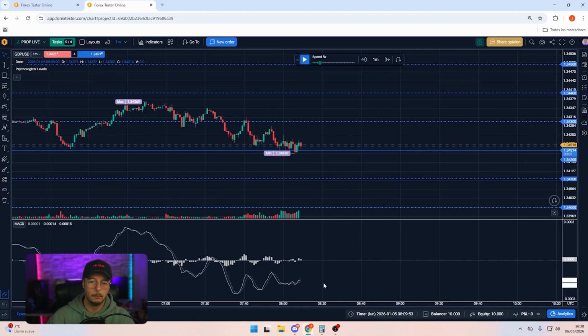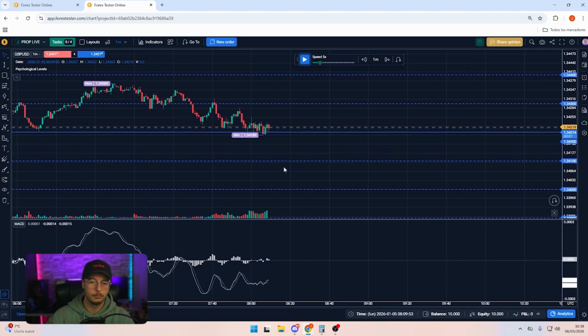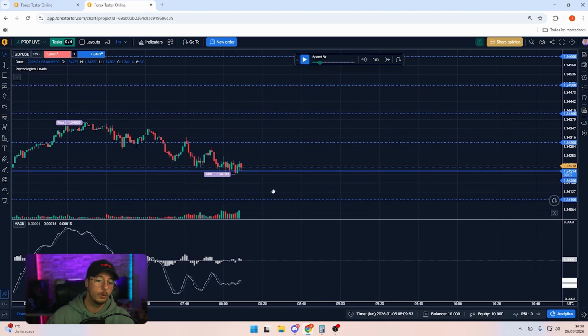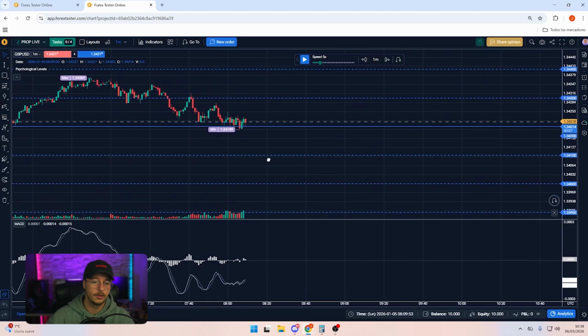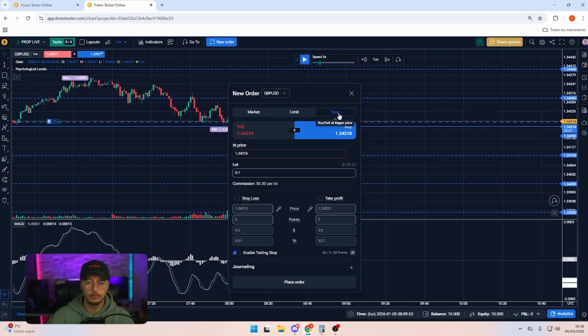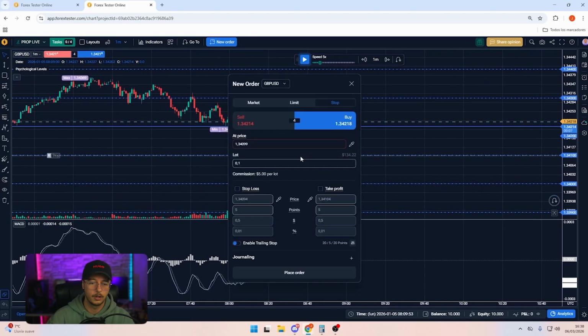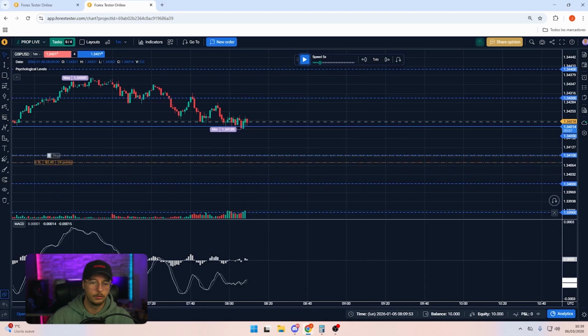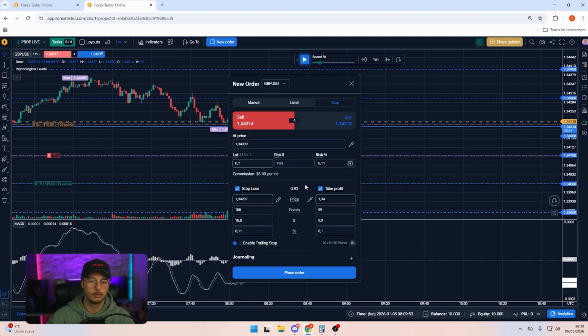MACD is right now below, so I'm seeking to sell either down here, or if the MACD comes up, I would buy here. So first of all, as we can see here, we're looking for some sells. So let's add our sell stop just down here below, and we are going to set our stop loss as always just one step above, and our take profit we're going to set here on the next round number level.